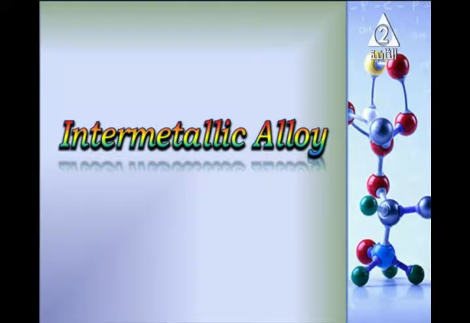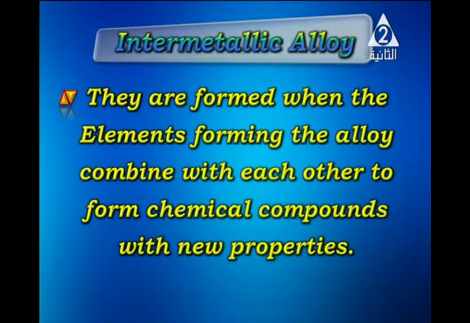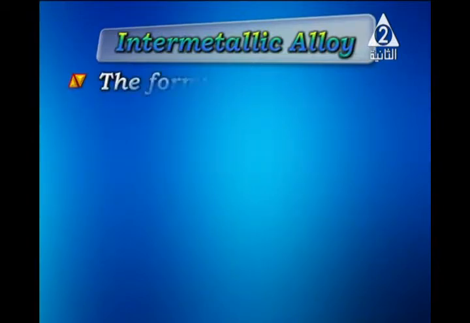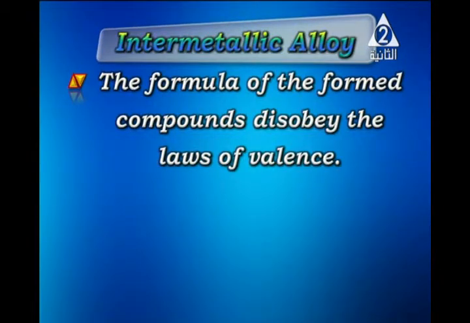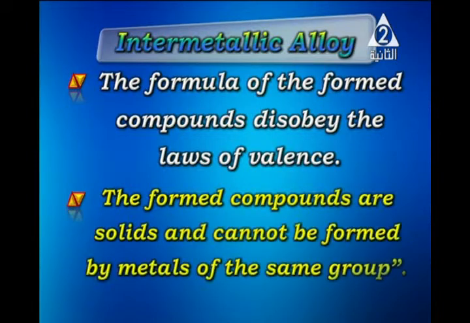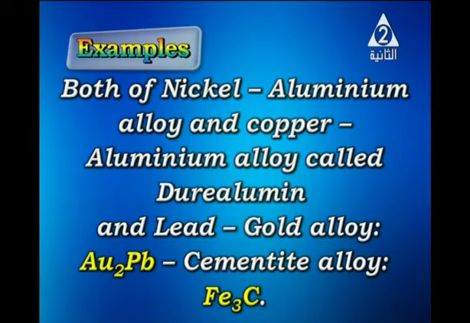The intermetallic alloy. They are formed when the elements forming the alloy combine with each other to form a chemical compound with new properties. The formula of the formed compound disobeys the law of valence, and the formed compounds are solids and they cannot be formed by metals of the same group. For example, nickel aluminum alloy, the copper aluminum alloy called duralumin, lead gold alloy that has chemical formula Au2Pb, and cementite alloy Fe3C.